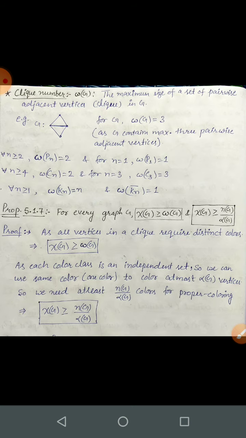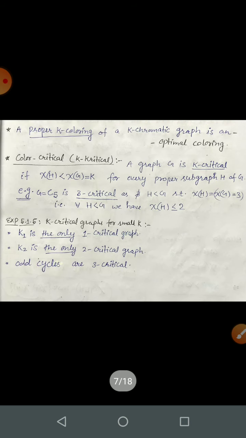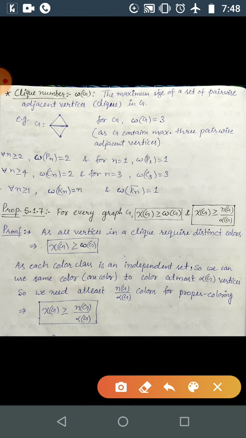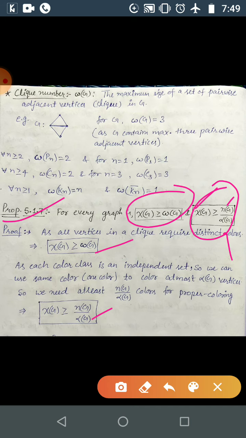In the last lecture, we discussed k-critical, or color critical, graphs, optimal coloring, and the clique number, which is denoted by omega of G. We also discussed one proposition: for every graph we have a relation between the chromatic number and the clique number, and this is also related to the order and the independence number, where n is the order, chi of G is the chromatic number, and alpha of G is the independence number. So here we proved this one, correct.